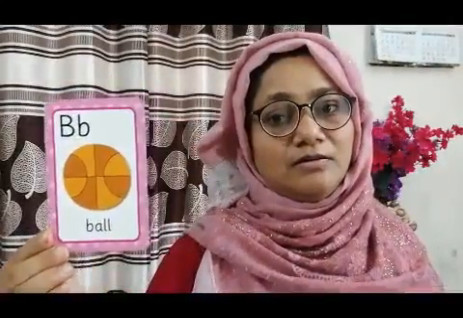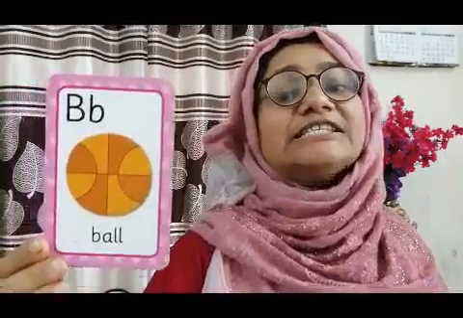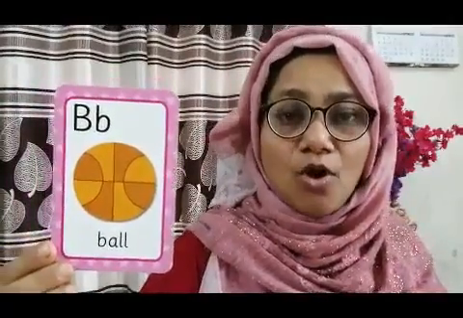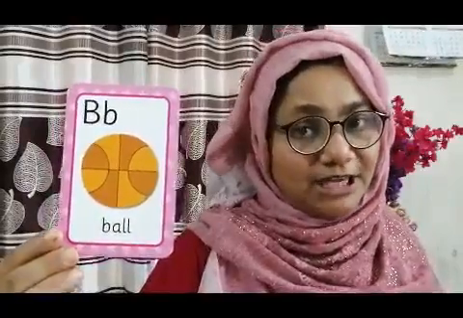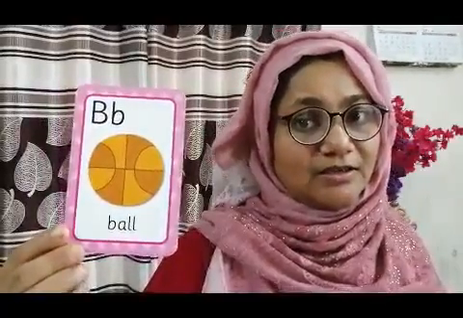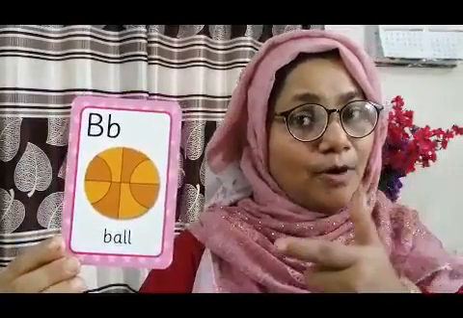Okay, let us say the alphabets. That is capital A and a small a. Okay, the next. That is capital B and a small b. B for ball.